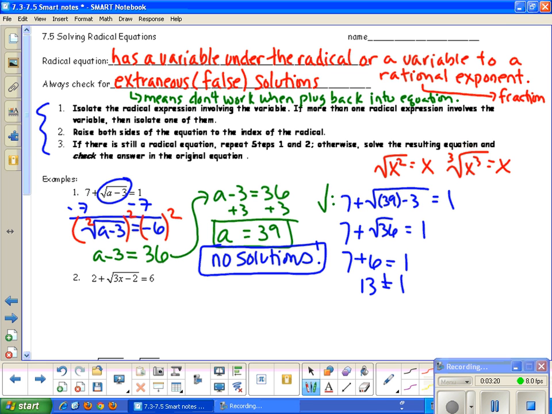And the reason this happens is if you look back at this part of your equation right here, you have the square root of something equals a negative number. Can you ever get a negative answer when you take the square root of something? No, so that's why there are no solutions there.